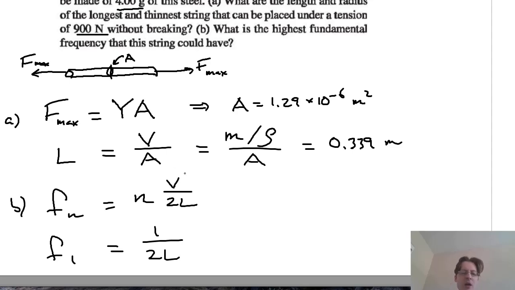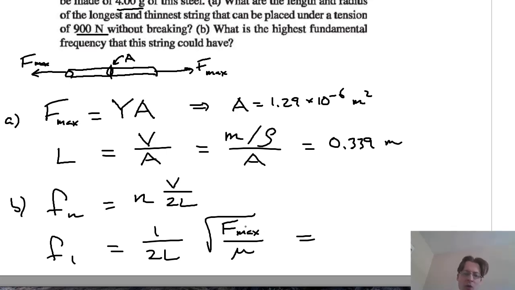The speed of a wave on a string is the square root of the tension, which is F max, I'm assuming 900 newtons of tension, divided by mu. Now, it's easiest in this problem. I'm not given mu directly. I'm given the length of the string. Well, I found the length, and I know the mass of the string. So it saves a little bit of time to simplify this. Mu is 4 grams divided by L.